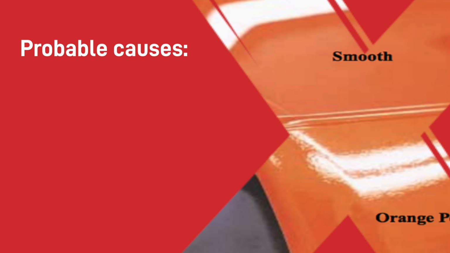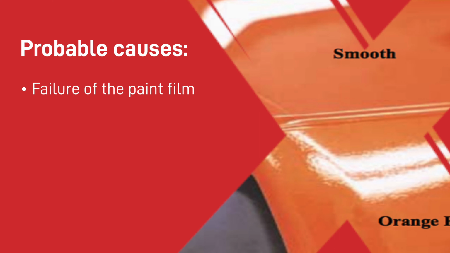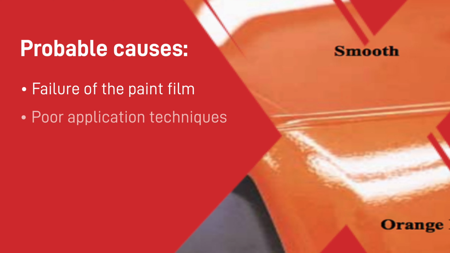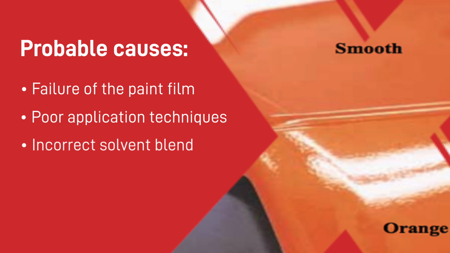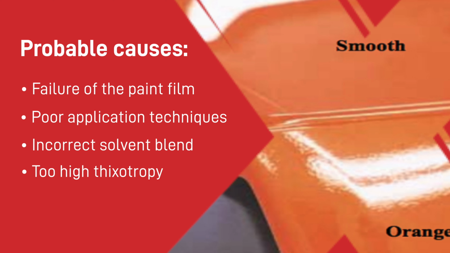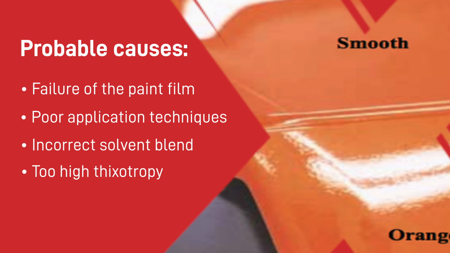Next up is orange peel, number 26. A common problem for automotive sprayers requiring premium finishes, orange peel is often caused by the failure of the paint film to flow out and results in the distinctive orange peel surface. Poor application technique is the most frequent reason for flow issues, but incorrect solvent blend or too high thixotropy, where the material temporarily becomes a fluid then sets to a solid, can also cause orange peel.